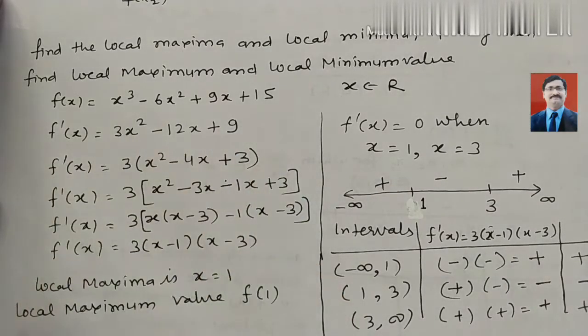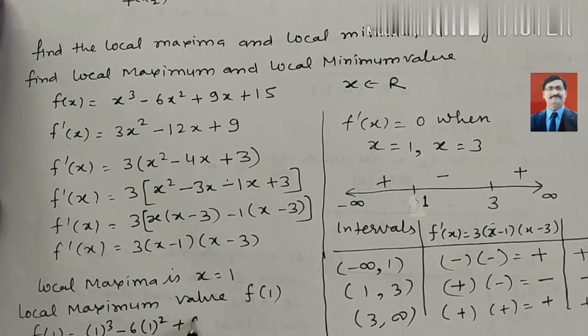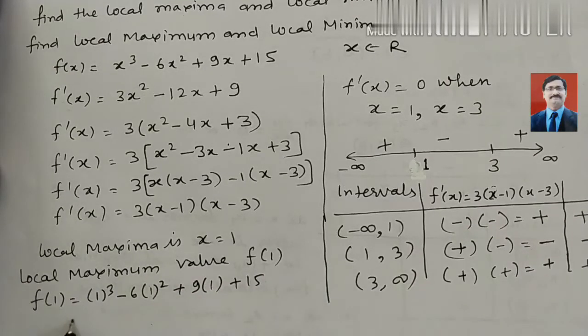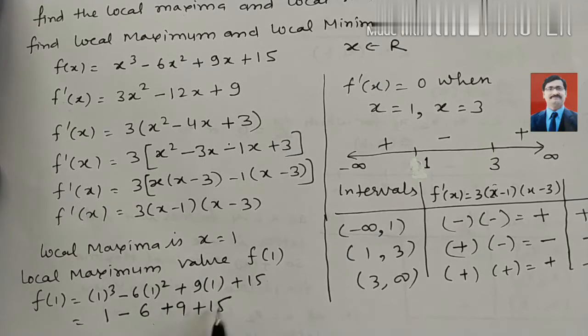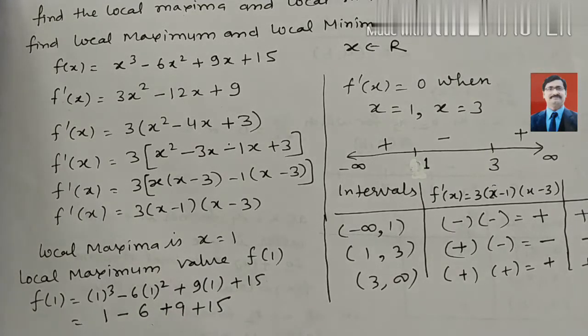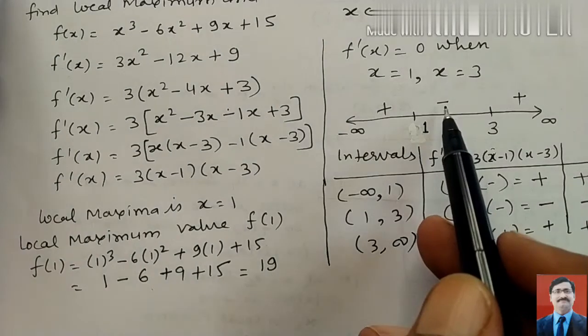In the function we will put 1 in place of x: 1 power 3 minus 6 times 1 power 2 plus 9 times 1 plus 15. This we have to solve. 1 power 3 is 1, minus 6, plus 9, plus 15. This we will add, and we will get 19. You understand this, and in the same way we will find the minimum value.